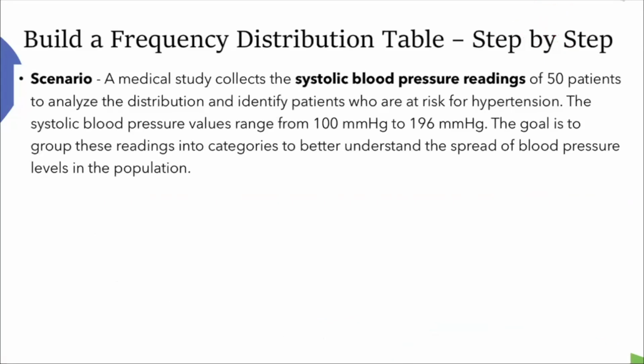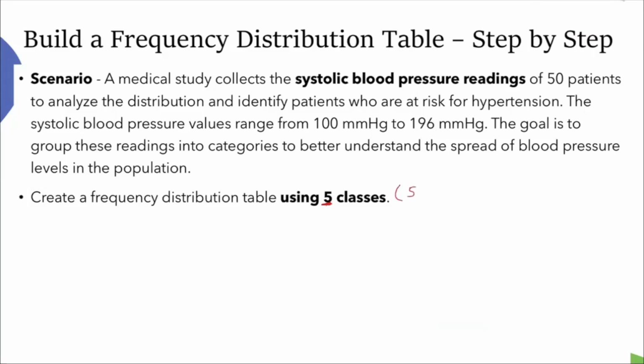So we're going to build this step by step. I'm going to give some context to this problem. The scenario is a medical study collects the systolic blood pressure readings for 50 patients to analyze the distribution and identify patients who are at risk for hypertension. The systolic blood pressure readings values range from 100 mmHg to 196 mmHg. The goal is to group these readings into categories to better understand the spread of blood pressure levels in the population. So we are told that we're going to build a frequency distribution table, and we're told there are going to be 5 classes. This means that there will be 5 rows.